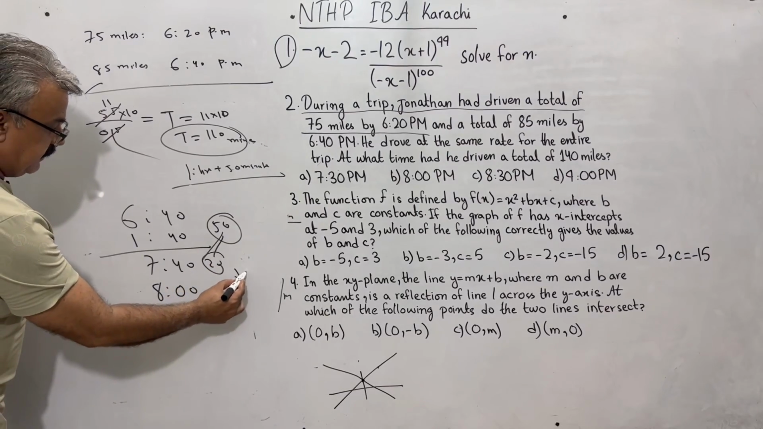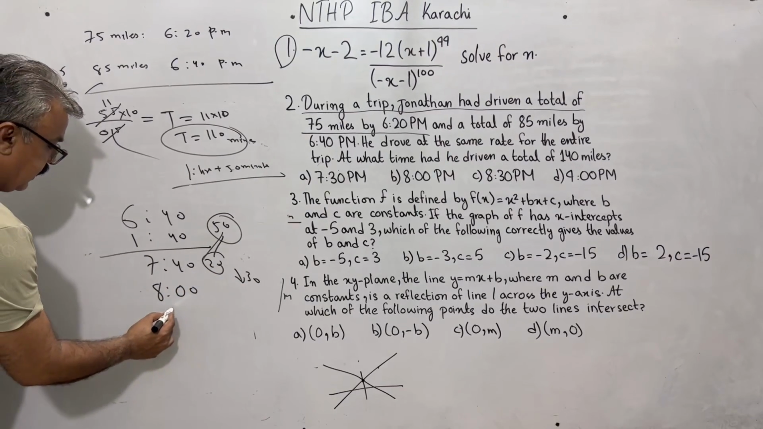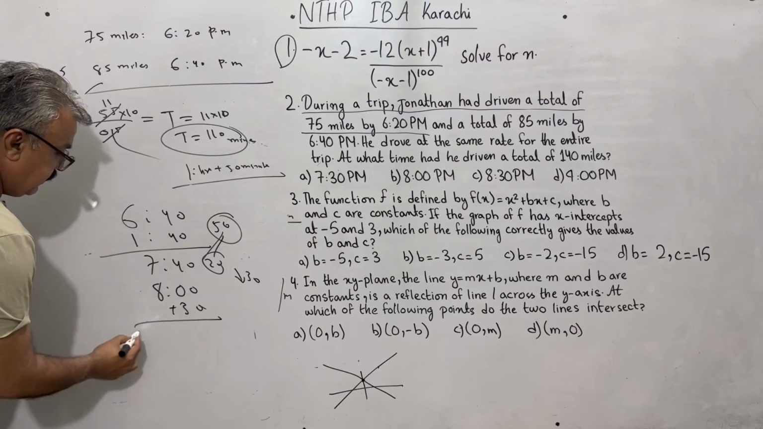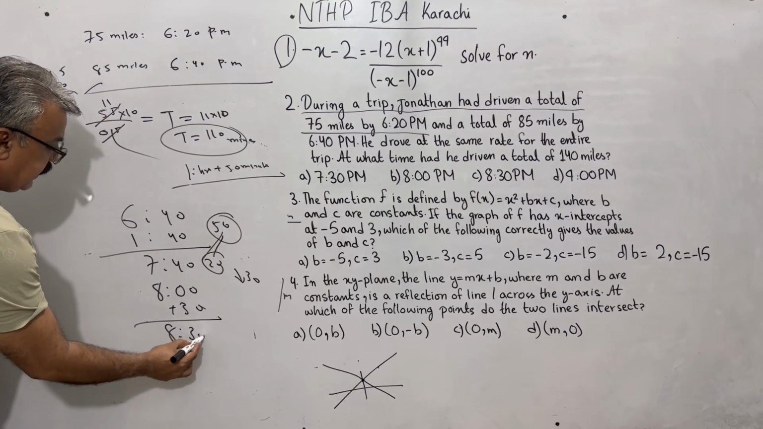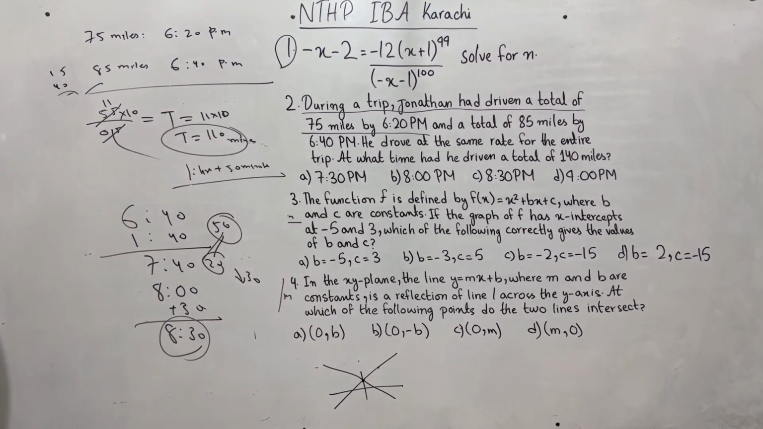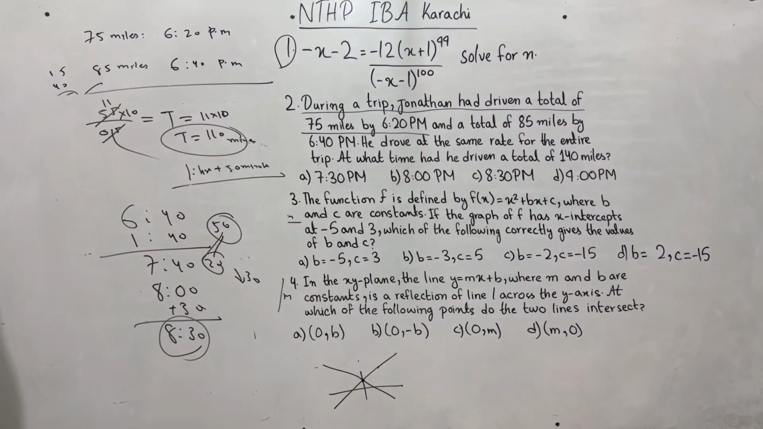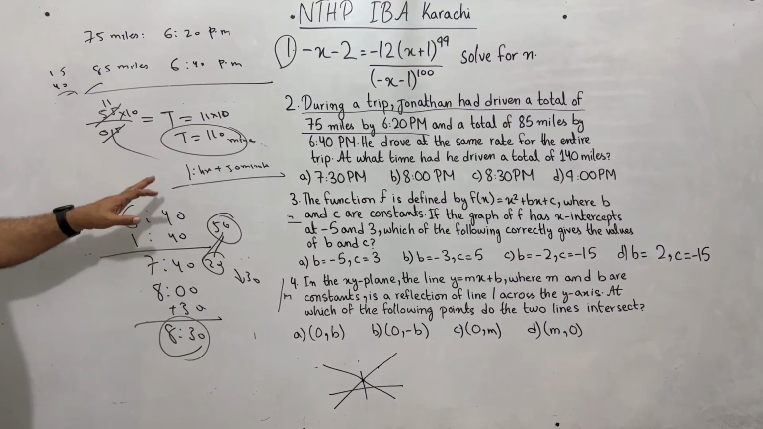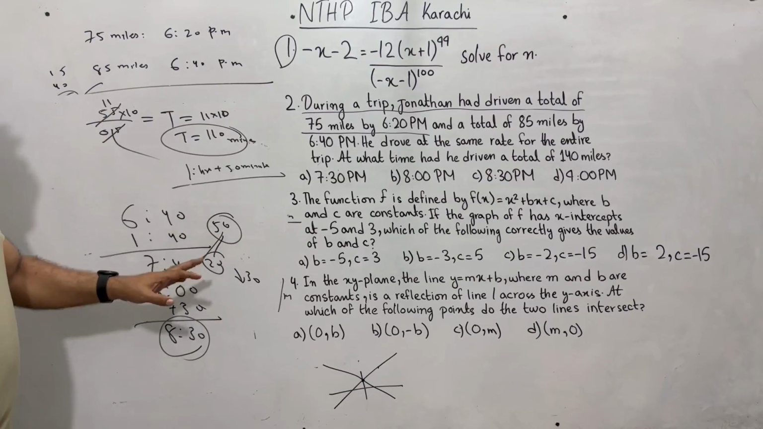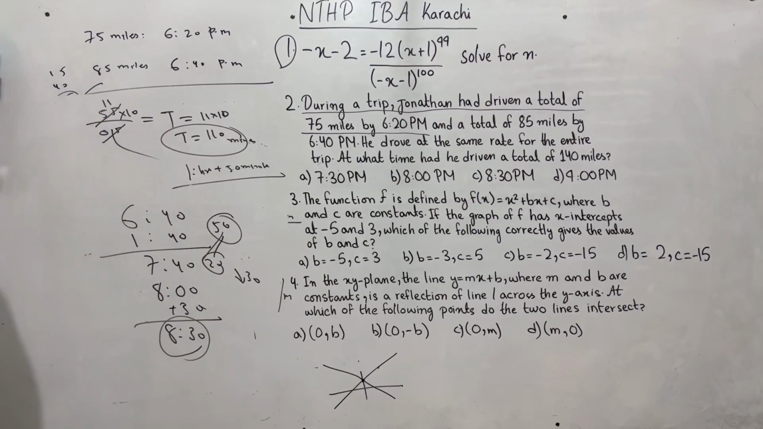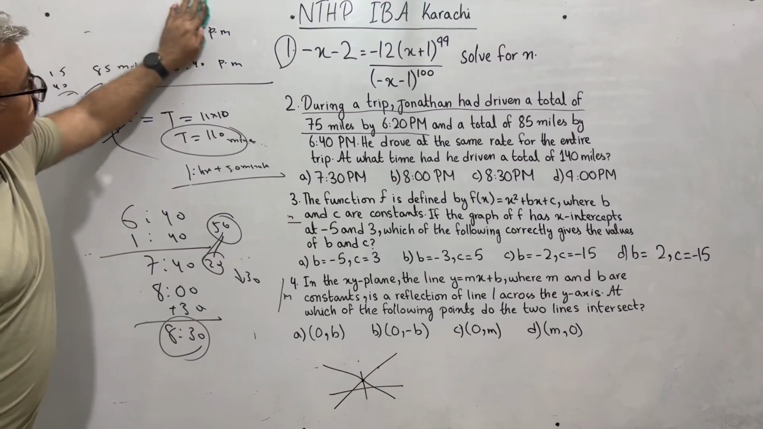Still 30 minutes are remaining. So our time is half past 8. At half past 8, Jonathan is in a position to travel 140 miles at the rate of 0.5 miles per minute.